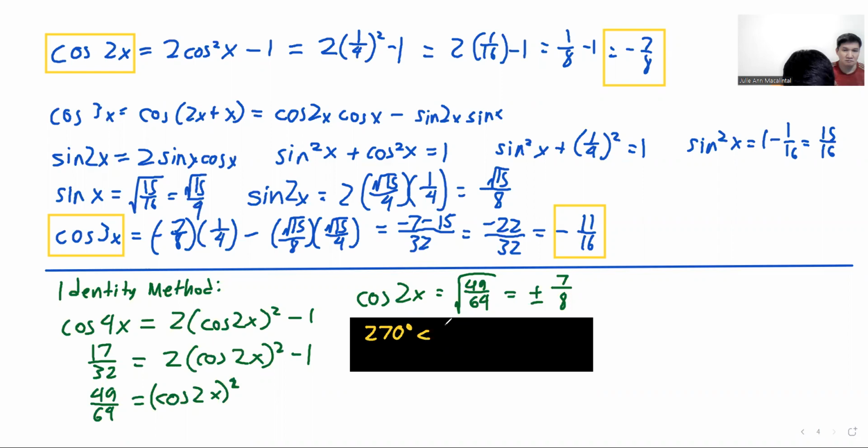270 degrees is less than 4x, which is less than 360 degrees. Dividing by 2, we get 2x between 135 degrees and 180 degrees.